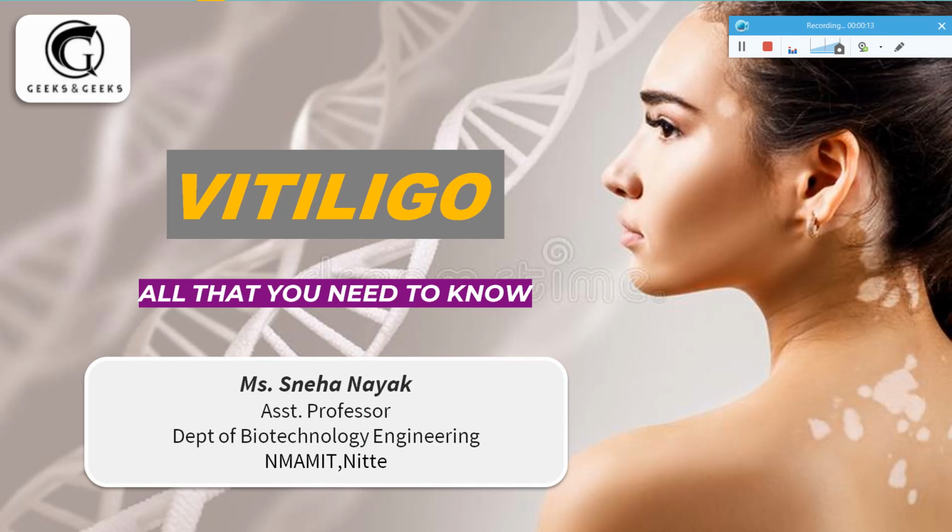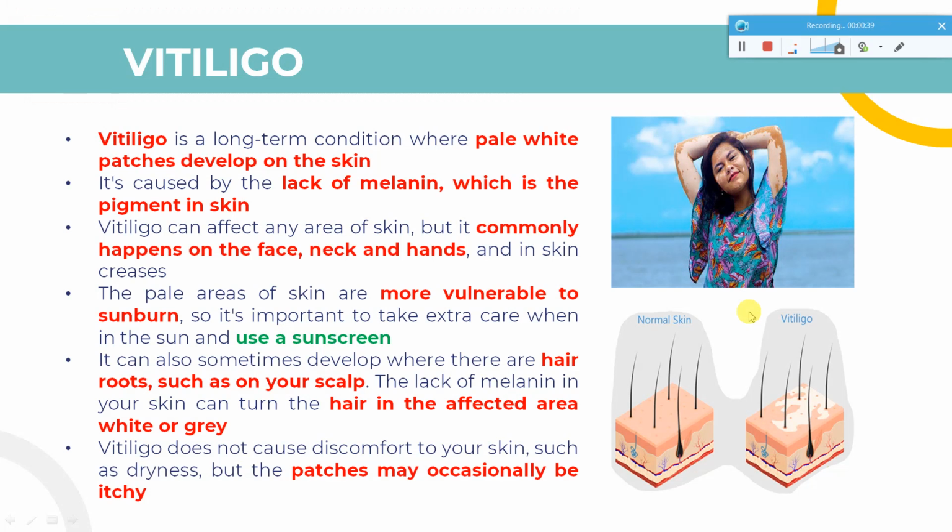So today's topic is vitiligo. Let me give you some details about this condition where the skin becomes white in various regions: what exactly it is, what might be the reason for this, and what are the various diagnostic methods by which you can understand vitiligo, and a few treatment options.